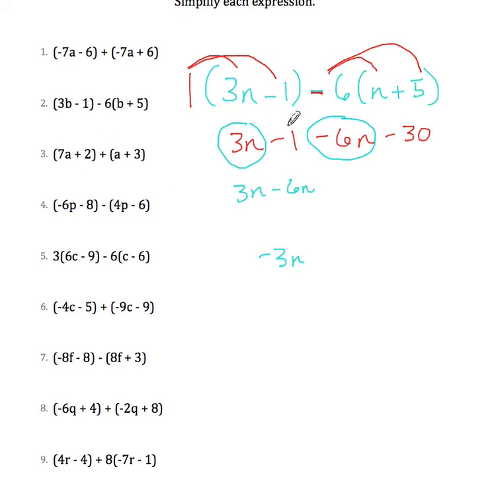And then let's do the negative 1 minus 30. So negative 1 minus 30 is going to be negative 31. So it's minus 31. So when I subtract those expressions, I do this expression minus that expression, and I simplify, I get negative 3n minus 31. Now let's do one more. Let's go with number, I don't know, let's go number 9. Let's go number 9. All right.